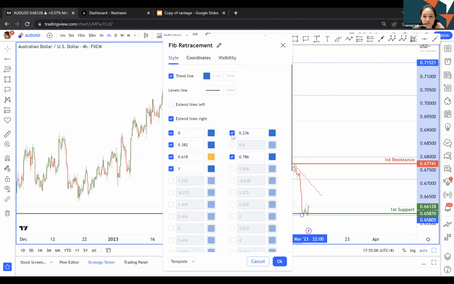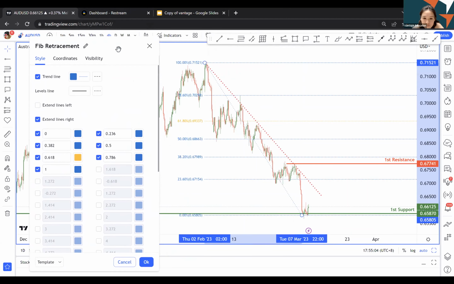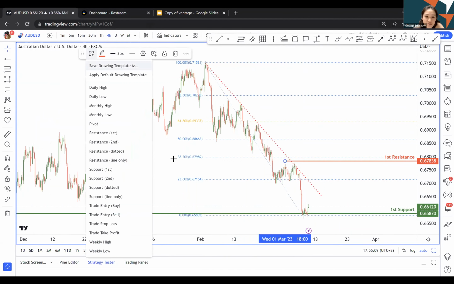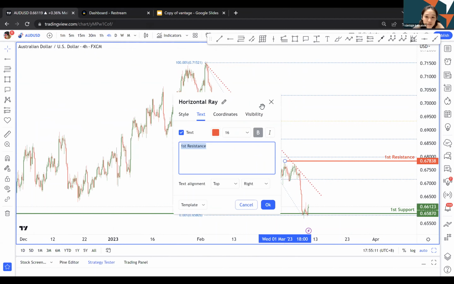So once again, we're making use of these 5 levels. Okay, and I can see my 38 lines up with my first resistance. So I'm going to keep that.